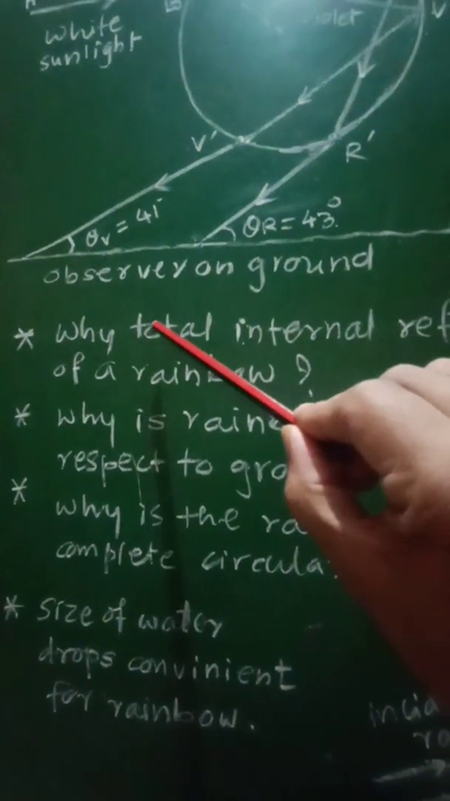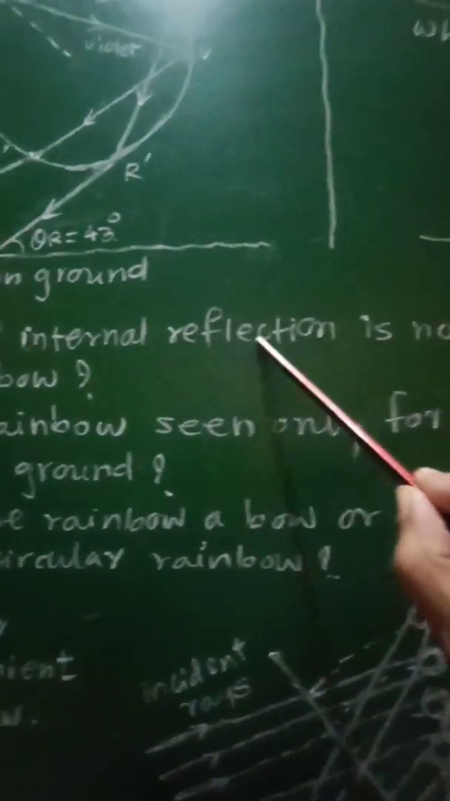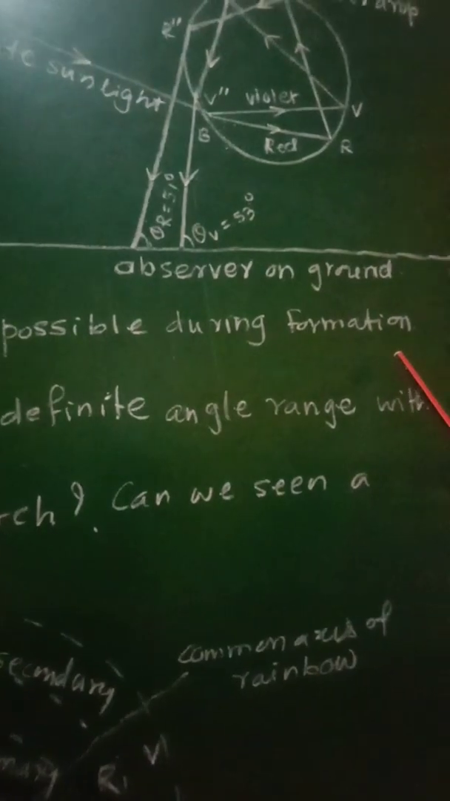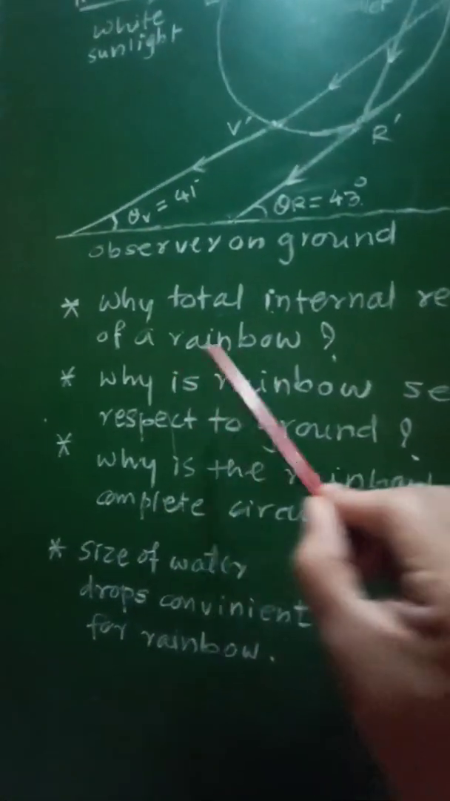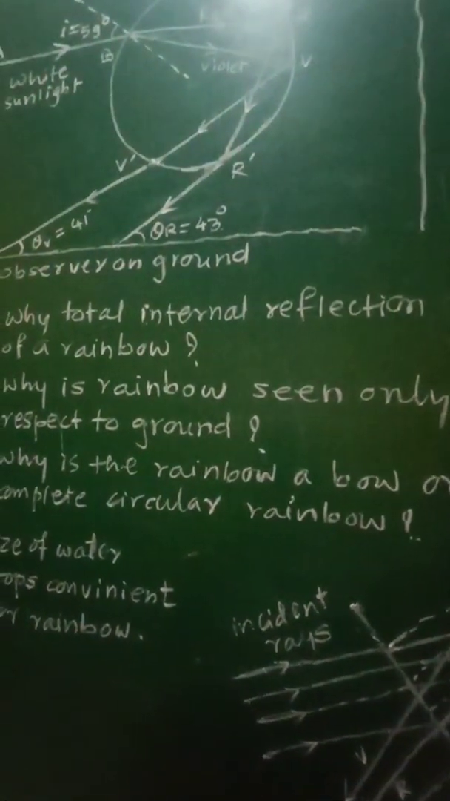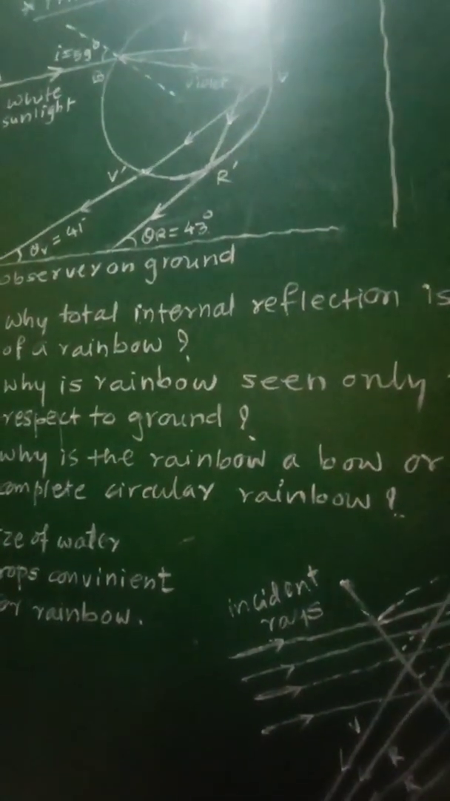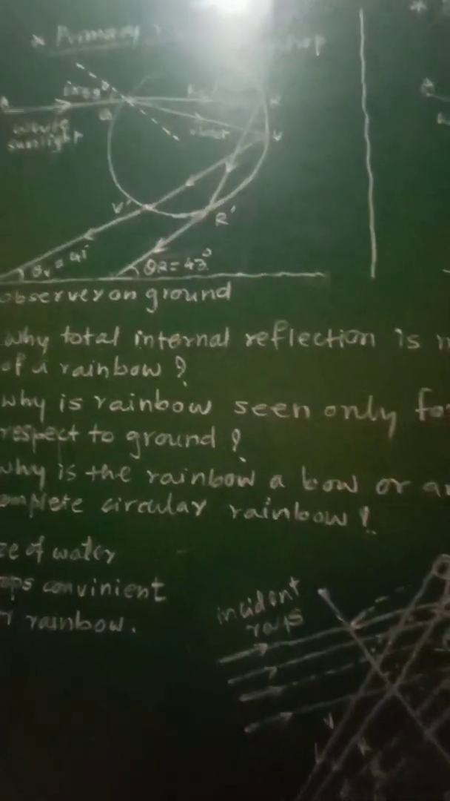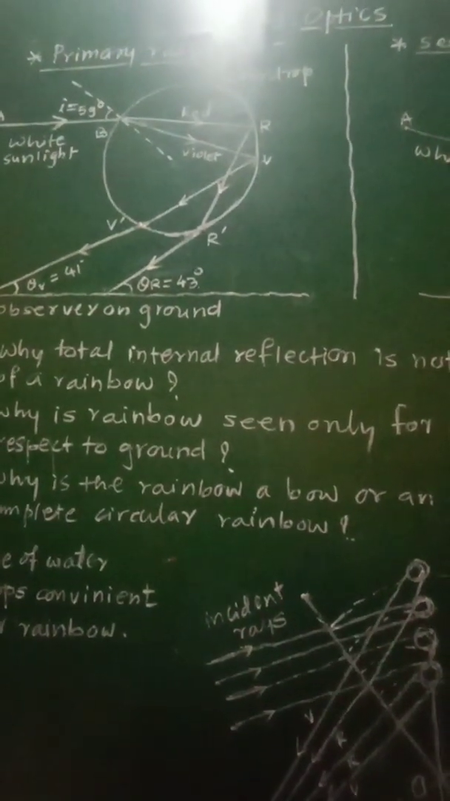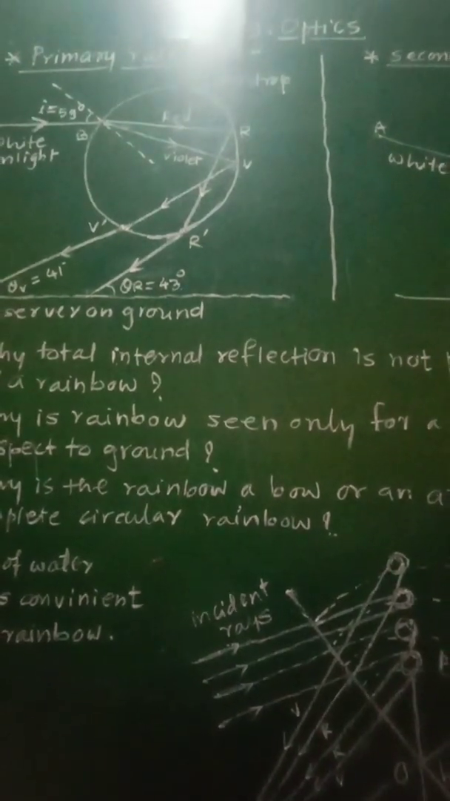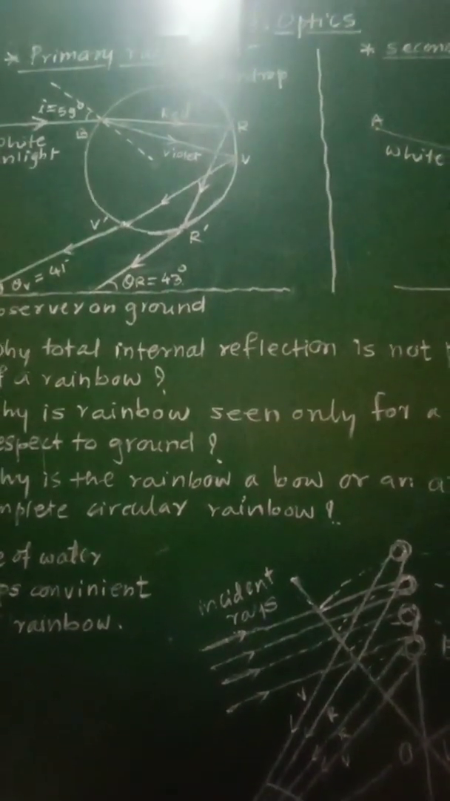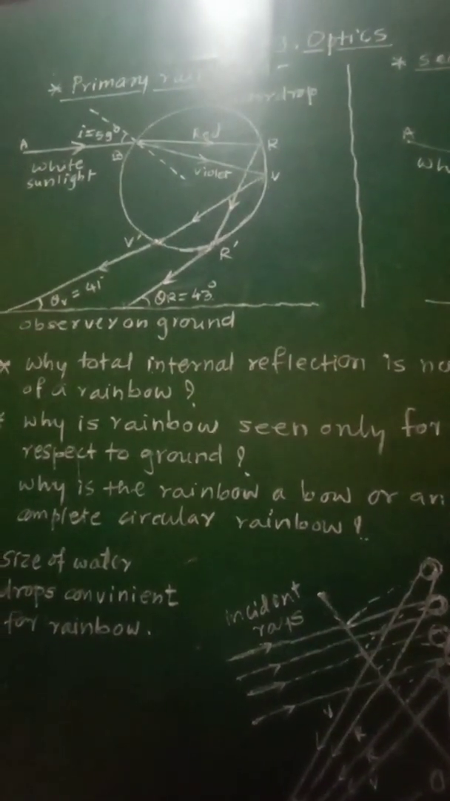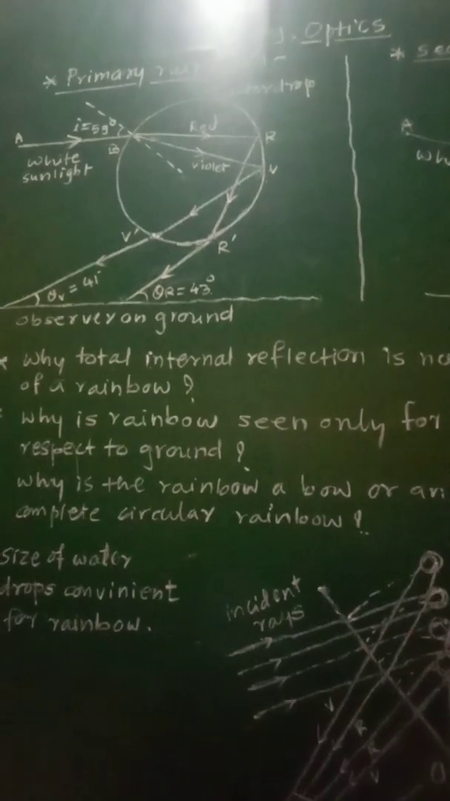The very first question is, why is total internal reflection not possible during formation of a rainbow? So when any rainbow is formed, why is there no total internal reflection? For that we can explain it as the angle of incidence i in air, that is at the surface of the water drop, cannot be greater than 90 degrees.